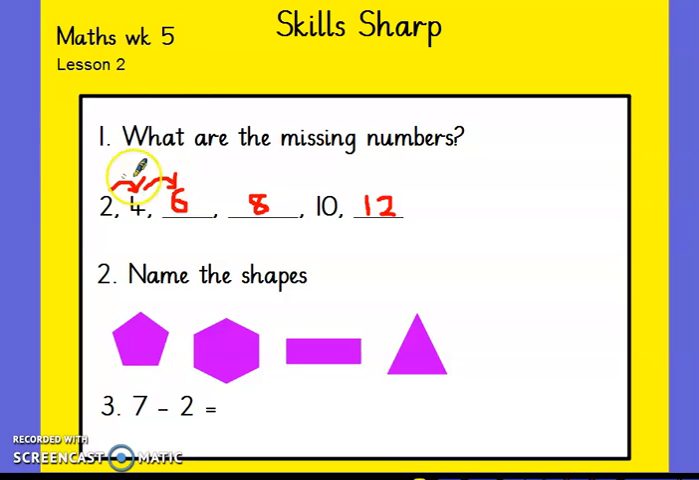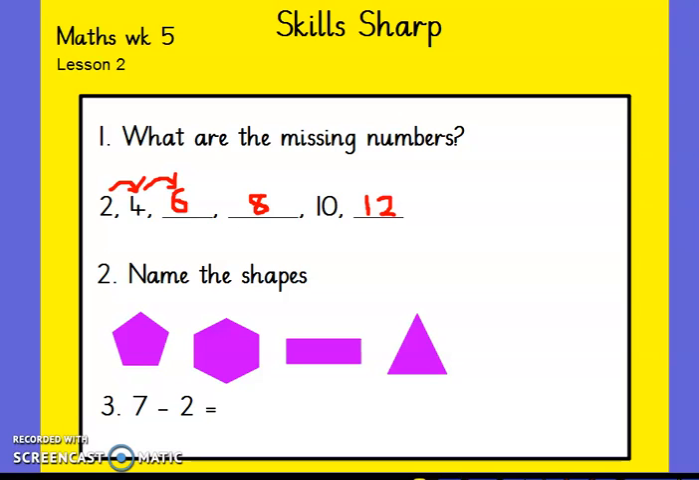So can we name the shapes? Let's go through them. This one's got 5 sides and 5 corners. It's a pentagon. This one, yeah, you got it. You know these by now. This is a hexagon. This one's a rectangle. And this one's a triangle.